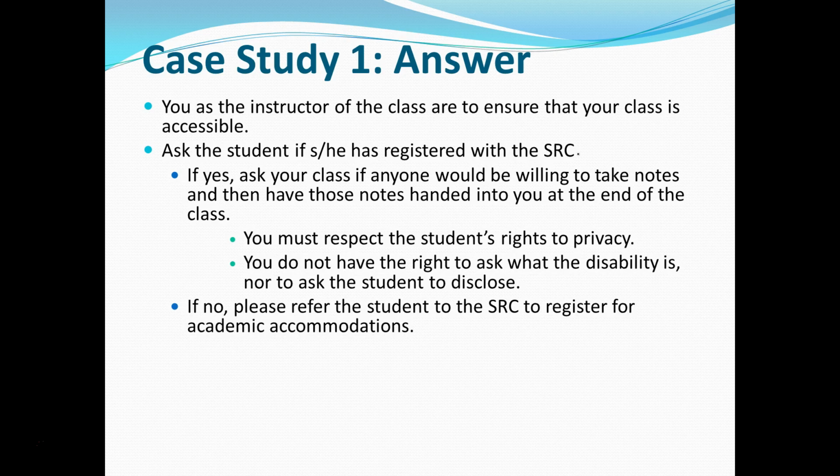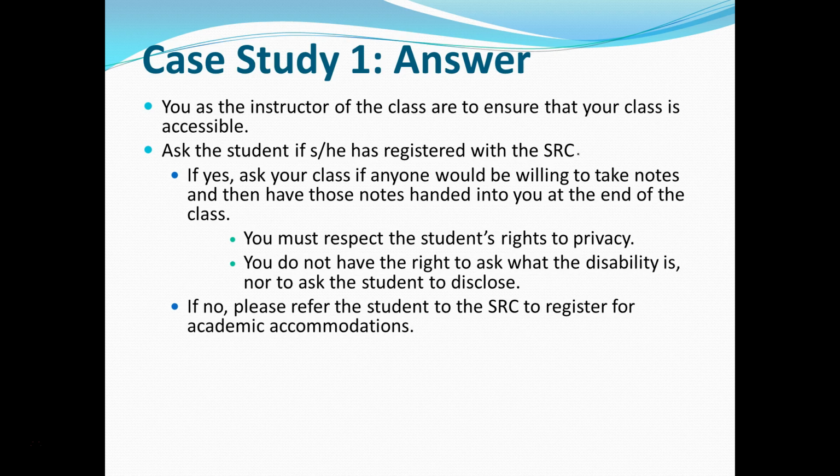Answer. You, as the instructor of the class, are to ensure that your class is accessible. Take this as a moment where the student with a disability is advocating for accommodations to you. Ask the student if he or she is registered with the SRC. If yes, ask your class if anyone would be willing to take notes and then have those notes handed in to you at the end of the class.